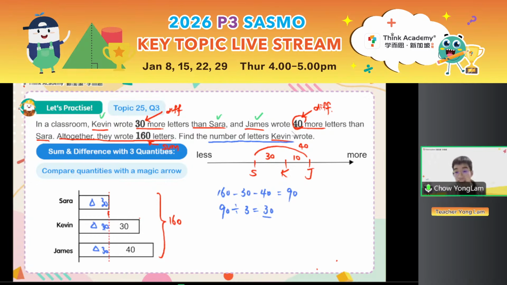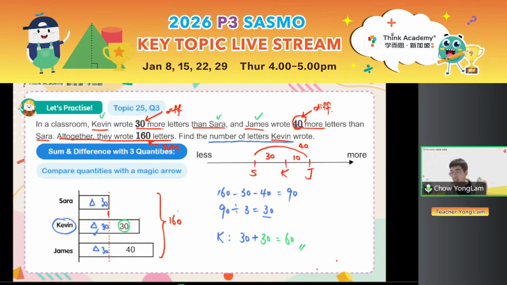Cannot. The question says, give me the number of letters that Kevin has written. Kevin wrote how many letters? Not 120. We established that one triangle is 30. So it is 30 for the triangle, plus, remember, Kevin has 30 more letters according to the model. So 30 plus 30 is equal to 60. So that should be 60 letters that Kevin has written, and that is my answer.